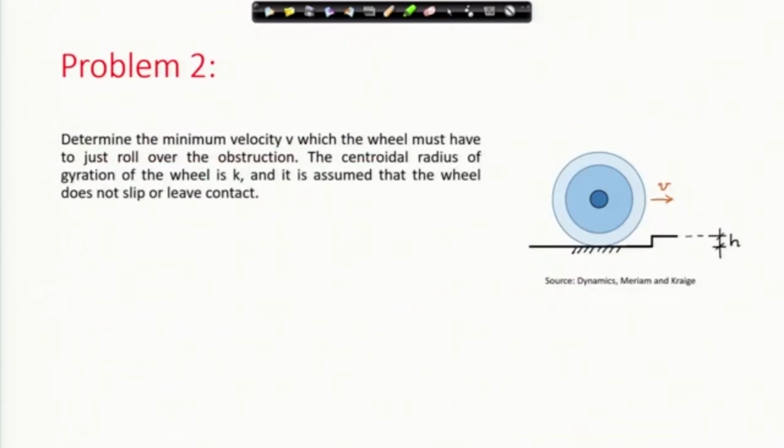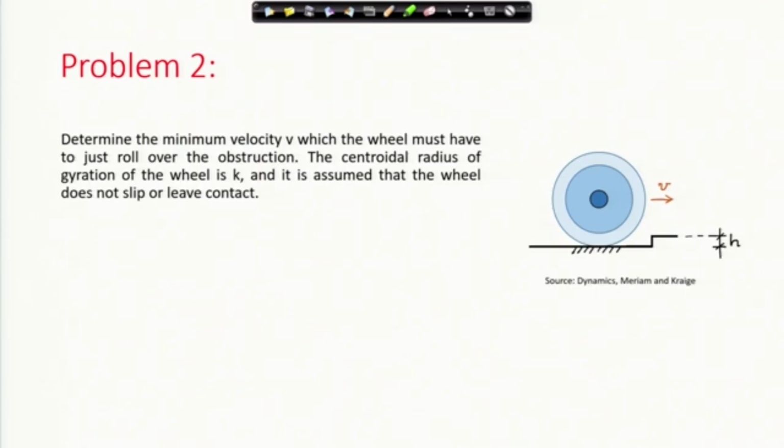We move to the second problem. This is taken from Meriam and Kraige's book of dynamics. Determine the minimum velocity v which the wheel must have to just roll over the obstruction. The centroidal radius of gyration of the wheel is k, and it is assumed that the wheel does not slip or leave contact.